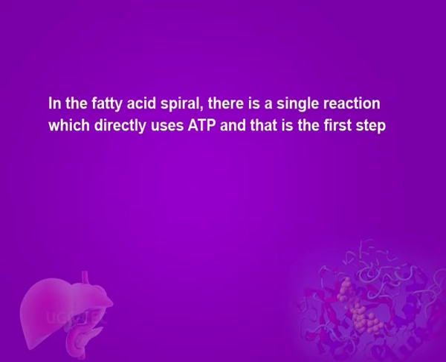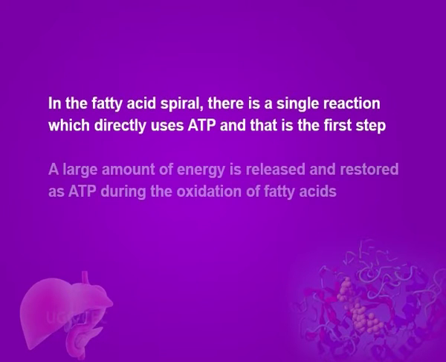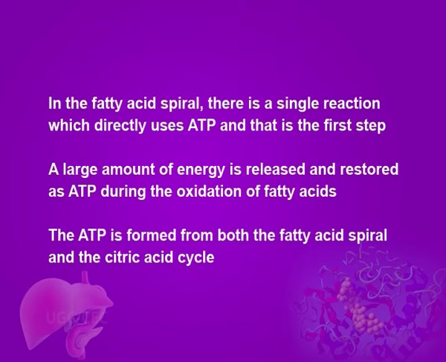In the fatty acid spiral, there is a single reaction which directly uses ATP, and that is the first step. A large amount of energy is released and restored as ATP during the oxidation of fatty acids. The ATP is formed from both the fatty acid spiral and the citric acid cycle.